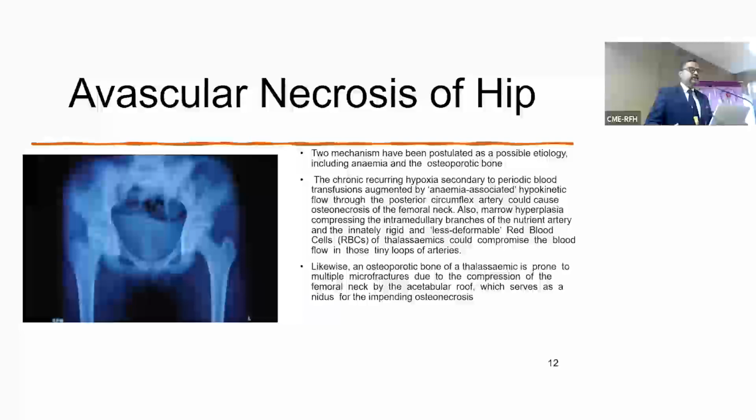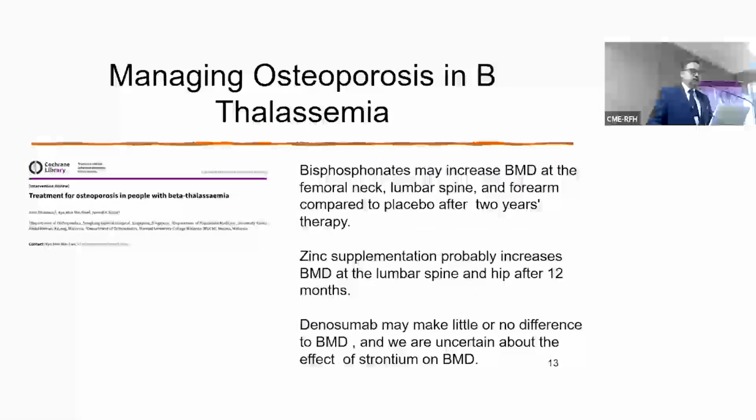The second is the osteopenia and osteoporosis, which makes this particular femoral head a lot more prone to what we call insufficiency fractures or compression fractures purely because of stress. Both these things can cause a compression of the trabeculae, leading to reduction in the trabecular blood flow, leading to avascular necrosis.